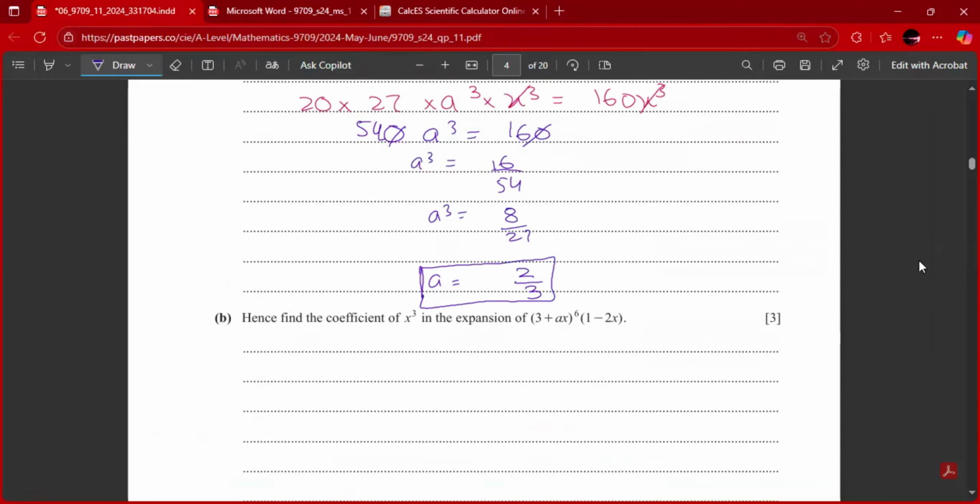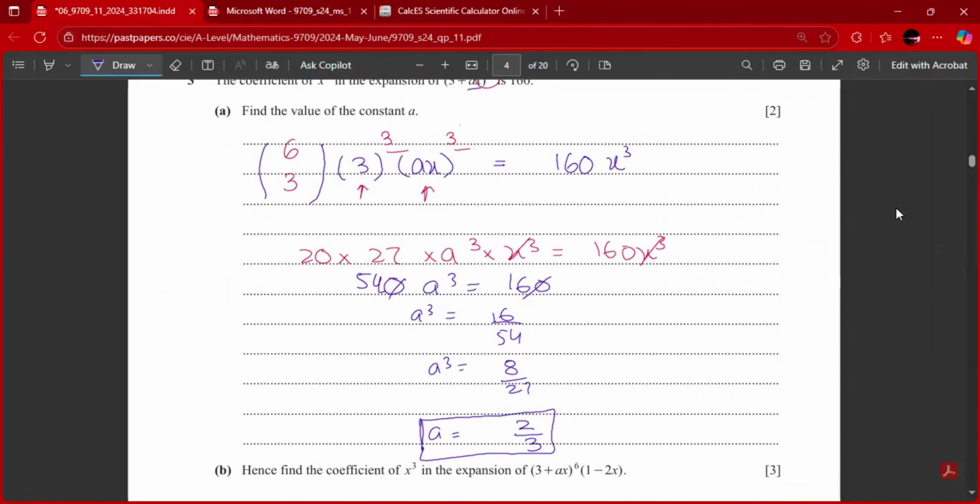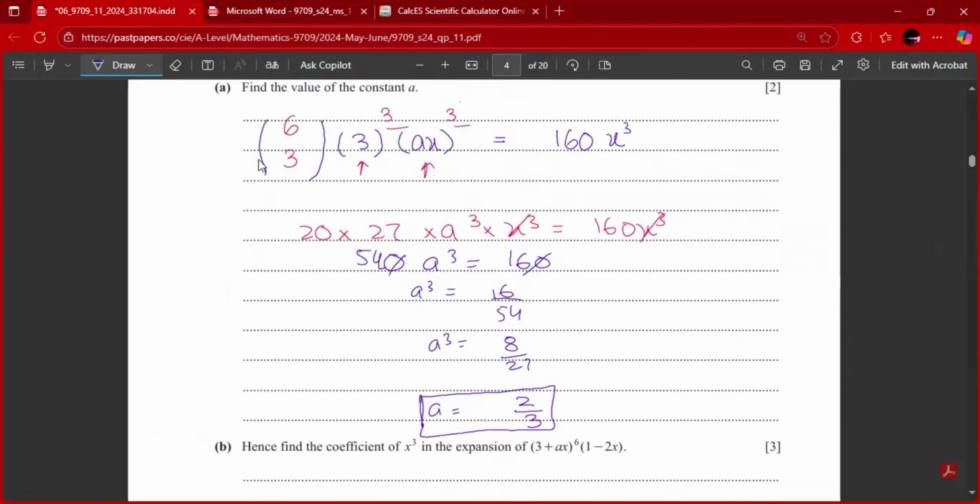You have to show the working. Even though it's 2 marks, you have to show this whole working.